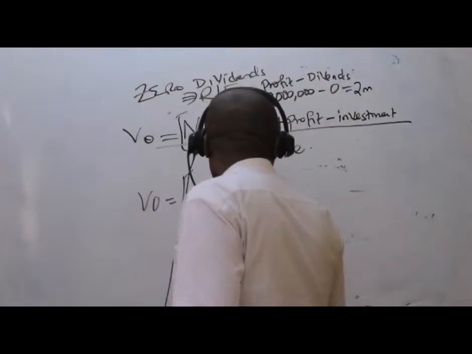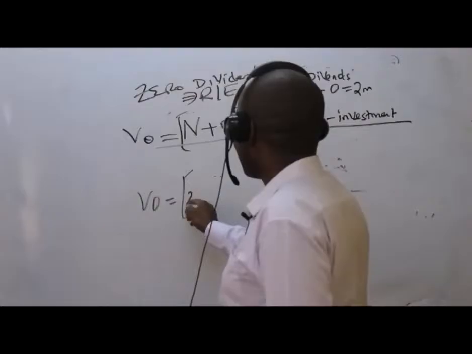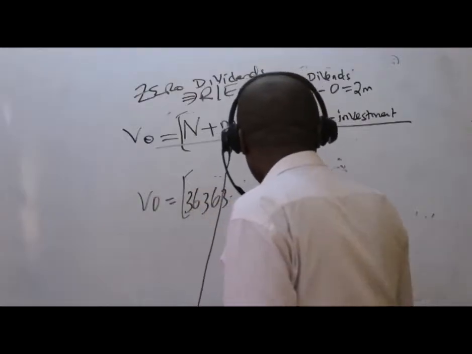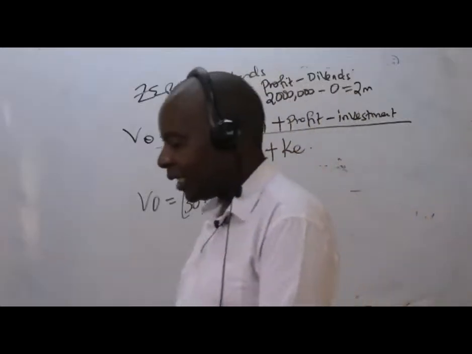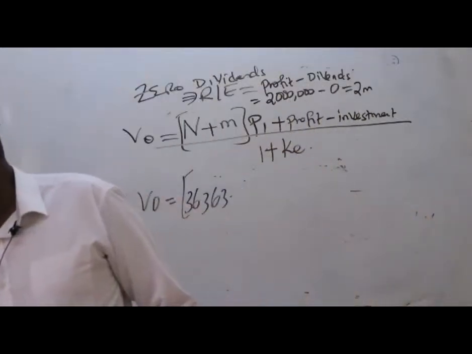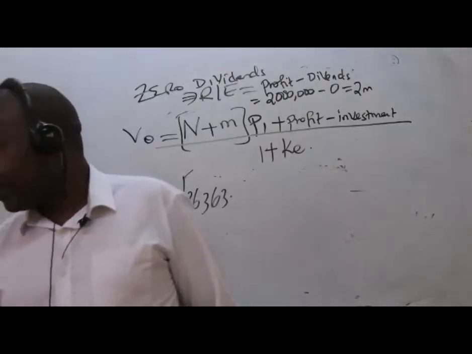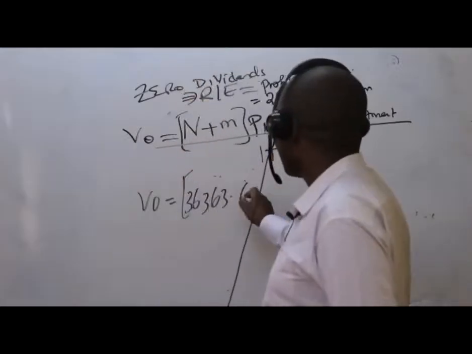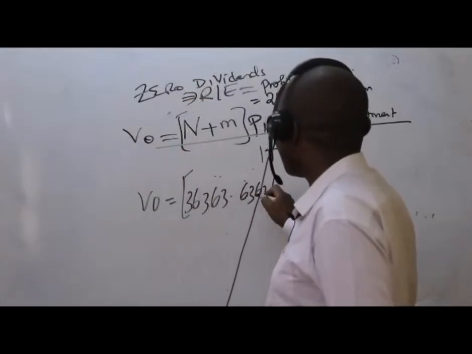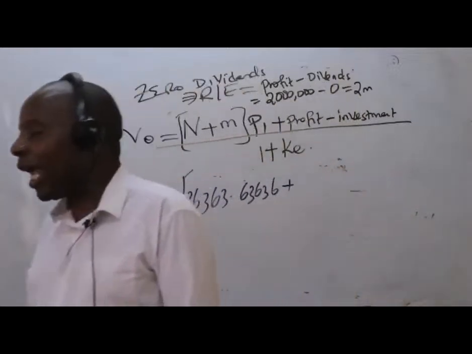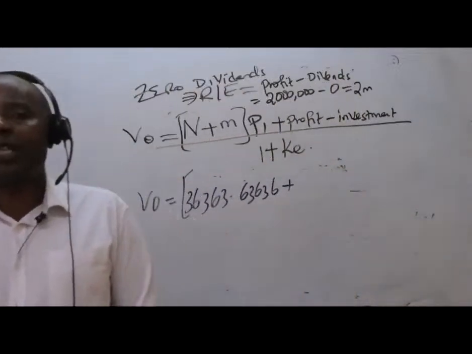that you gave me, this 36,363.63636, plus m. M, remember what we said about M. M stands for the old number of shares.